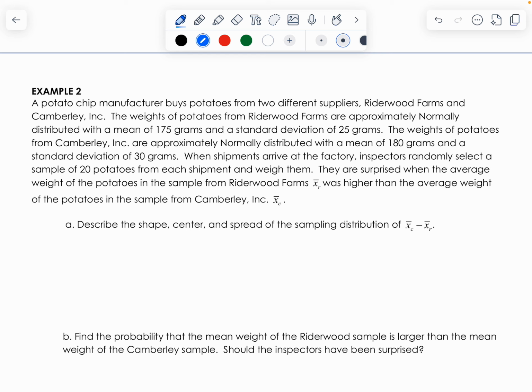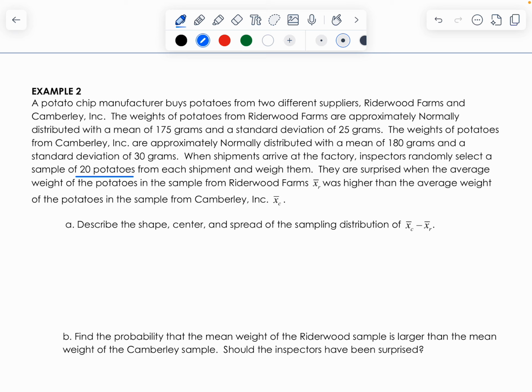All right, example 2. A potato chip manufacturer buys potato chips from two different suppliers, Riderwood Farms and Camberley Incorporated. The weights of potatoes from Riderwood Farms are approximately normally distributed with a mean of 175 and a standard deviation of 25, both in grams. The weights of potatoes from Camberley Incorporated are also approximately normal, but their mean is 180 and their standard deviation is 30. When shipments arrive at the factory, inspectors randomly select a sample of 20 potatoes from each shipment and weigh them. They are surprised when the average weight of the potatoes in the sample from Riderwood was higher than the average weight of the potatoes in the sample from Camberley.